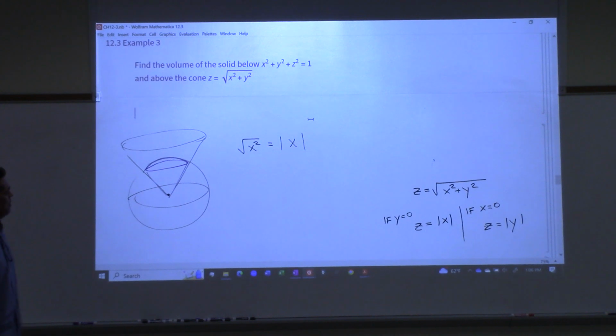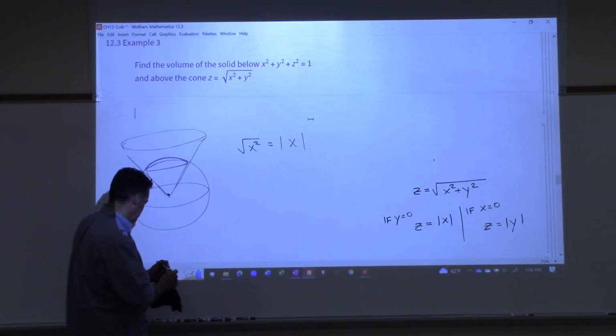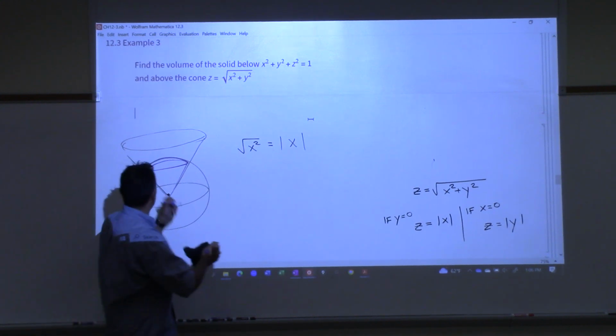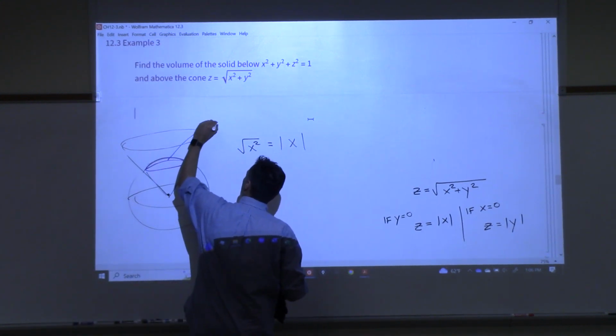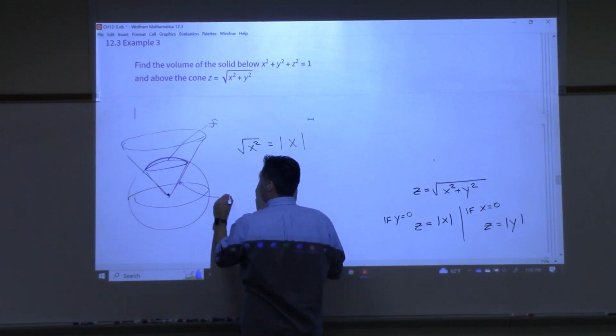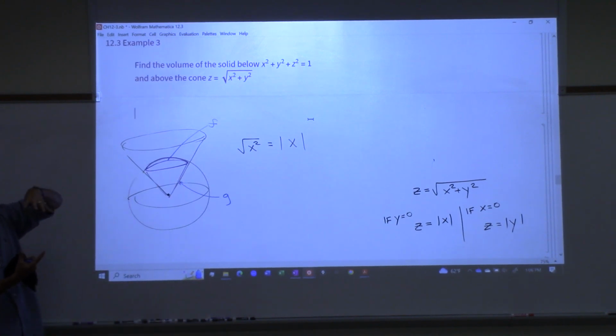So what I'm going to do is first see that I have an F and a G, right? The F would be the top here. I guess that would be the cap of the snow cone, right? Would be our F function. And then the bottom would be the G, would be the actual cone that creates the bottom surface. So we have surface on top and a surface on bottom. Y'all good?